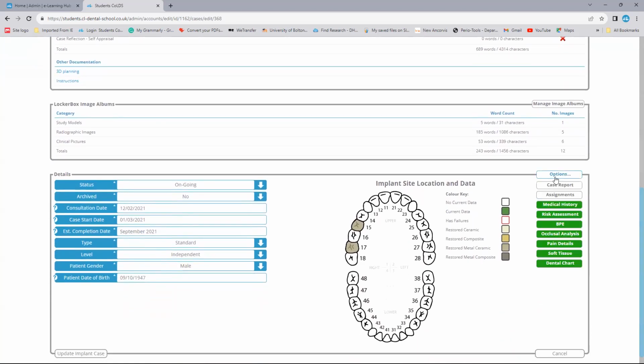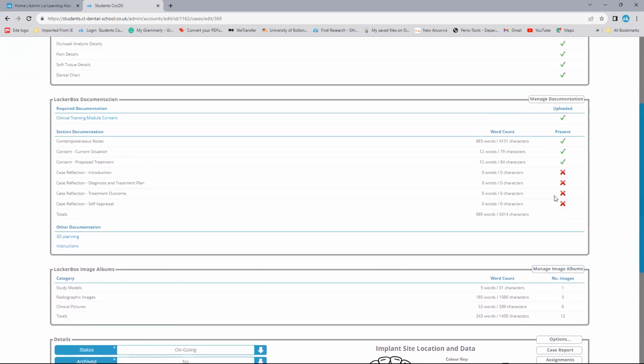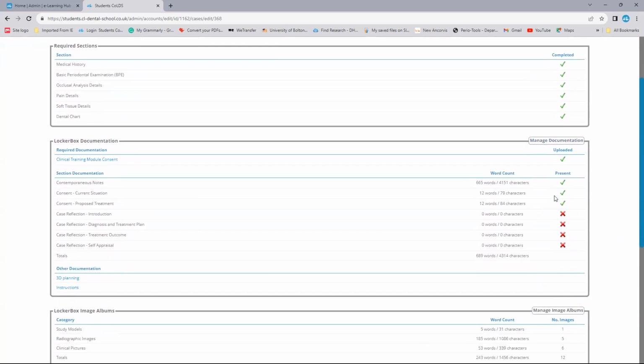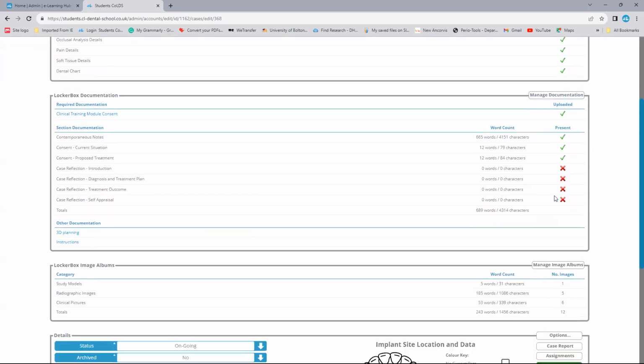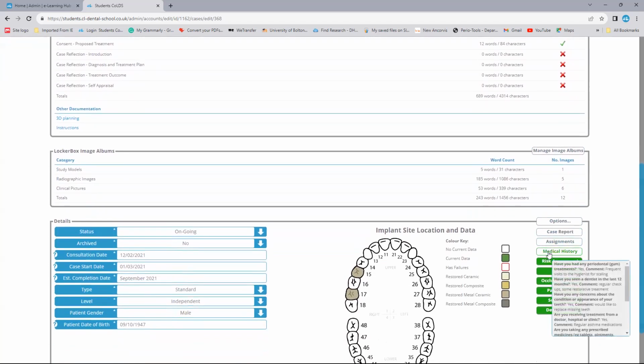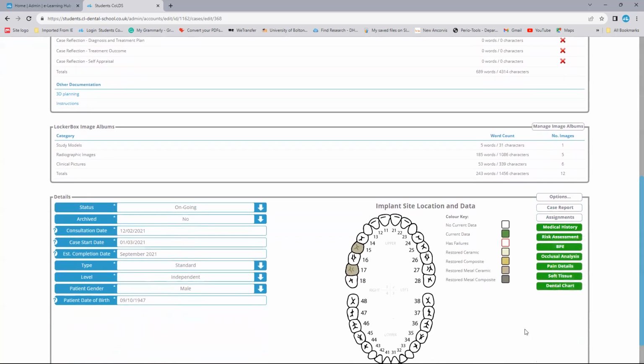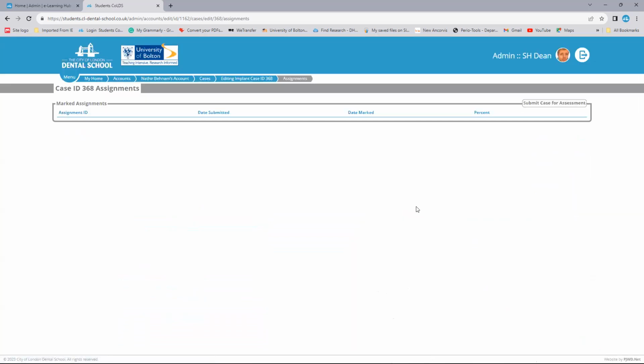So now, if we go here, we've got medical history, risk assessment. I'm just trying to find where we put the appraisal, the self-appraisal. There was a self-appraisal in here. I think it was in the assignment box. What do you think? Yeah, it's in the assignment box. Submit a case for assignment.